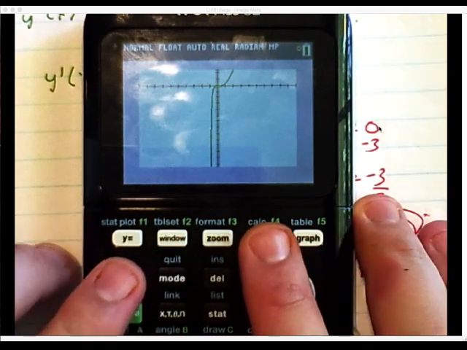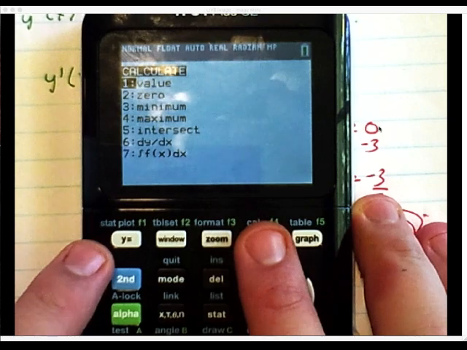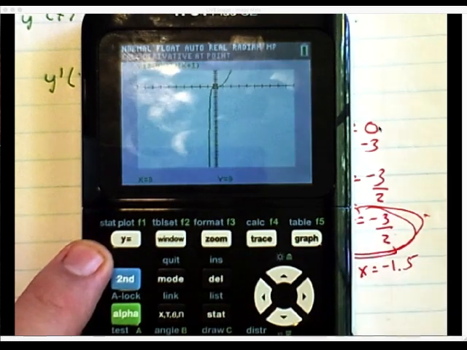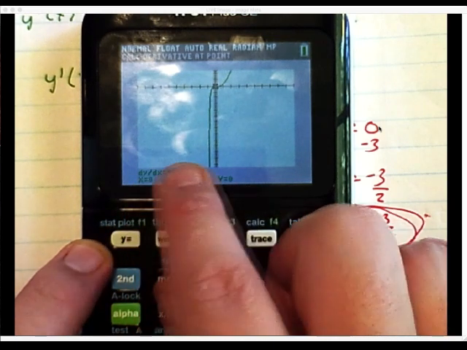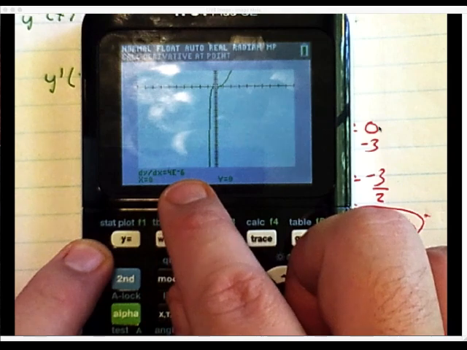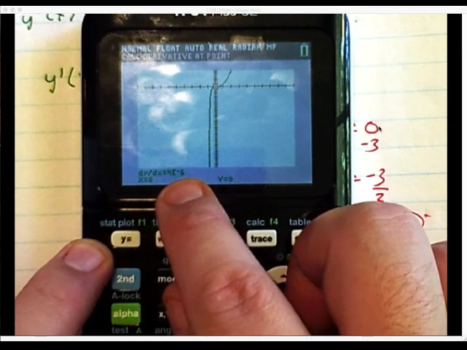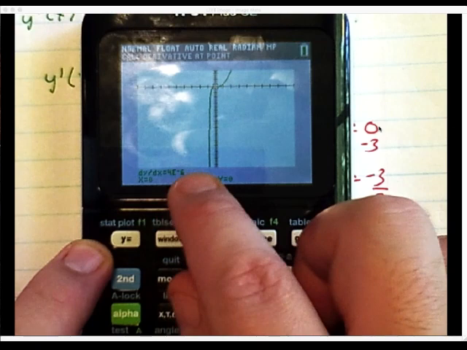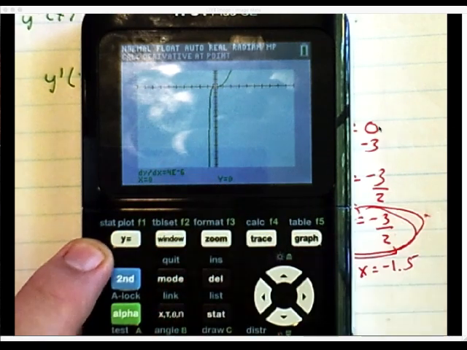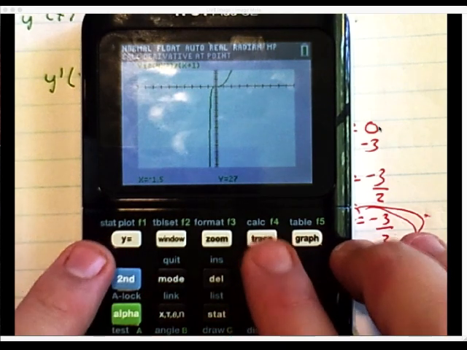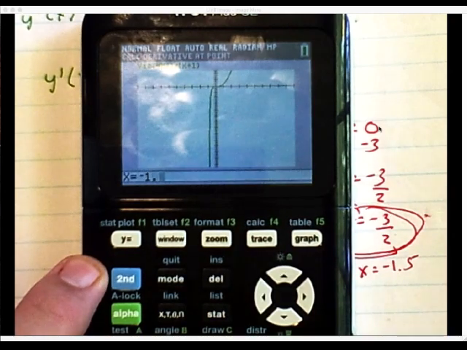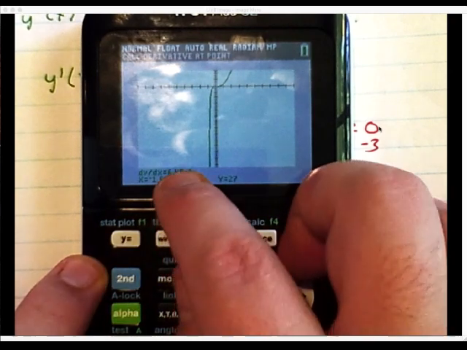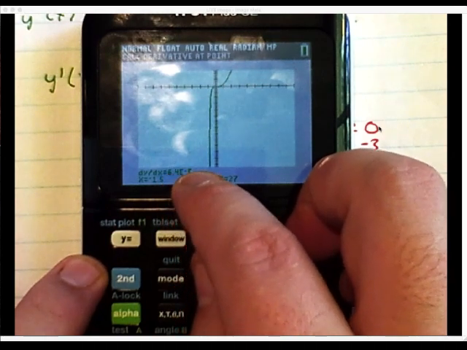All right, so let's just use our calculator here to help us. If I go second calculate, to find the derivative, what about at 0? It says here the derivative at 0 is a number that's 4 times 10 to the negative 6. That's like 0.000004. So the calculator is estimating that to be around 0. And what about at negative 1.5? Same thing, 6.4 times 10 to the negative 5th.